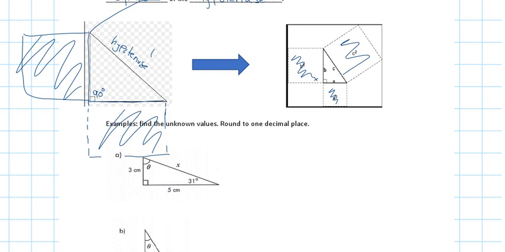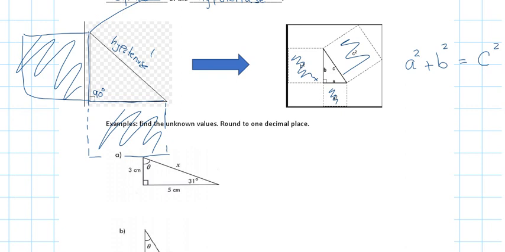A squared plus B squared equals C squared. Now C stands for the length of the hypotenuse at all times. The letter C stands for the hypotenuse. So basically, if I know A and B, I can find C.